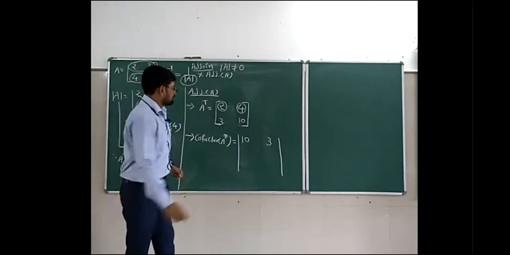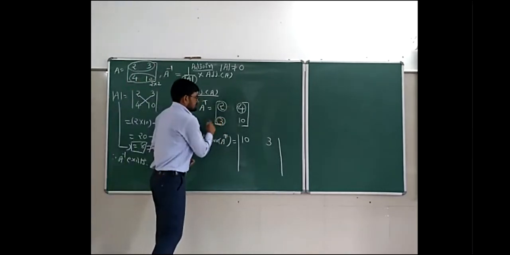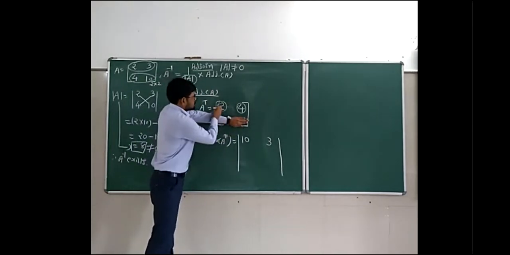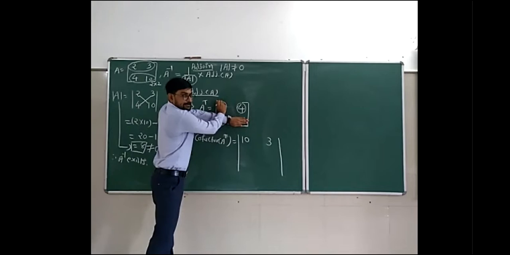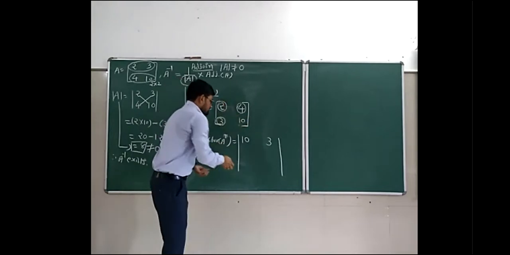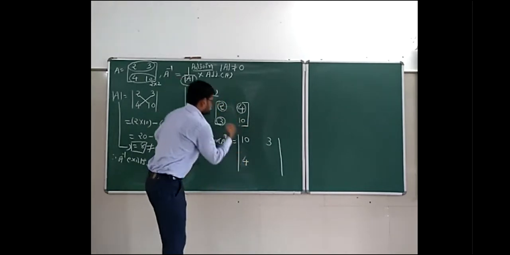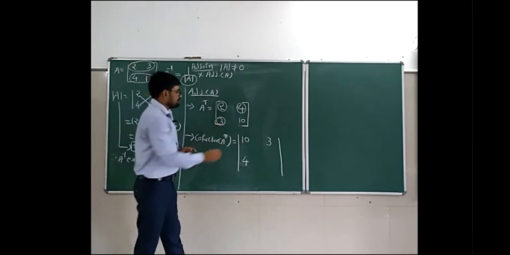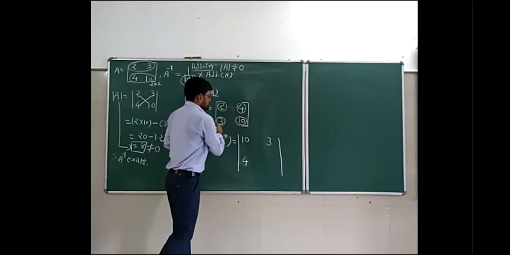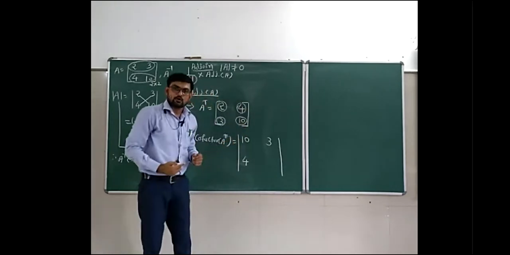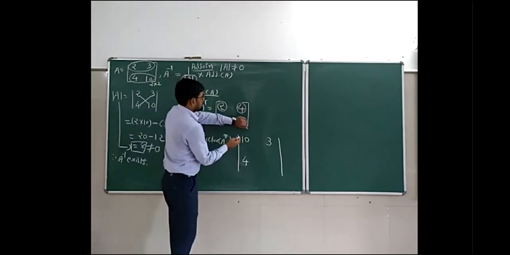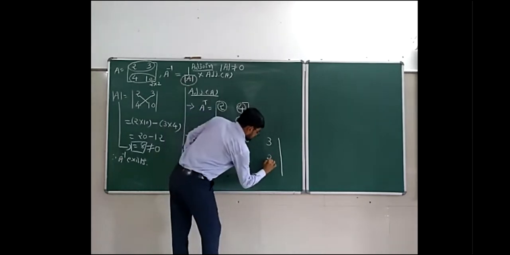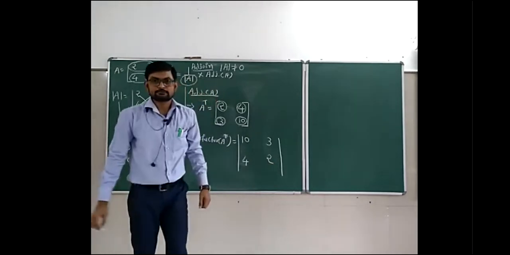Okay. Now we'll find the cofactor for second row, first column. So hide this second row and first column. What is the remaining part? That is 4. So 4 is the cofactor of second row, first column. Now we'll find the cofactor for second row and second column. So just hide second row and second column. So what is the remaining element? 2.